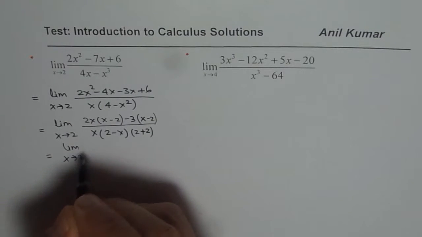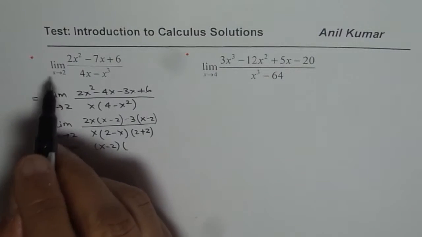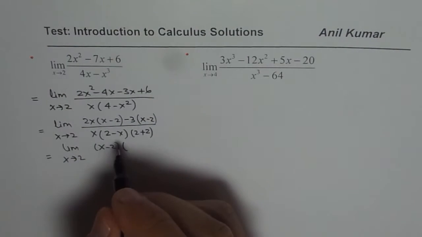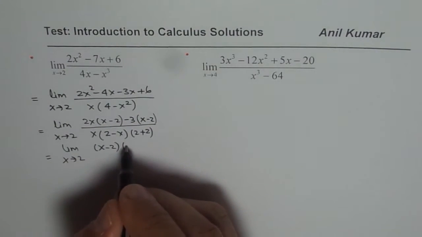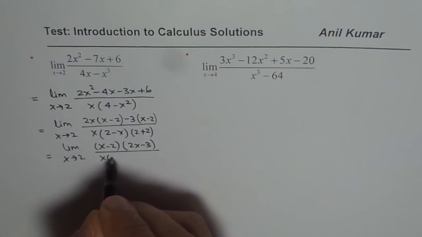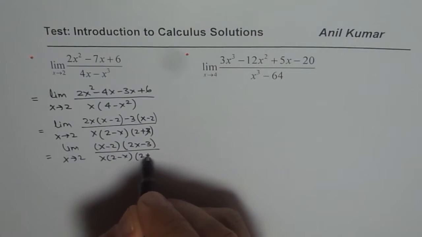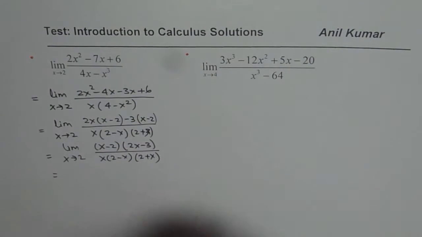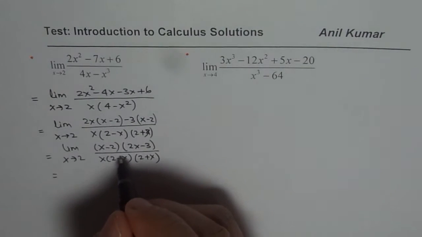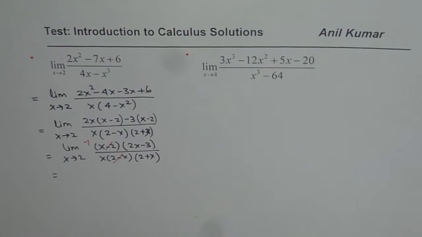We have numerator where x minus 2 is a common factor as expected, since we had 0, right? Because x approaching 2. So we get 2x minus 3 as the other factor divided by x times 2 minus x times 2 plus x. Now we can cancel out the common factor, but this is with the negative sign. So this will cancel with negative 1.